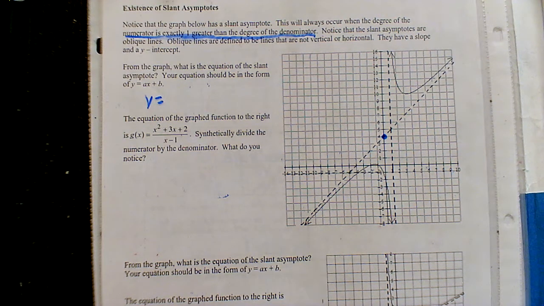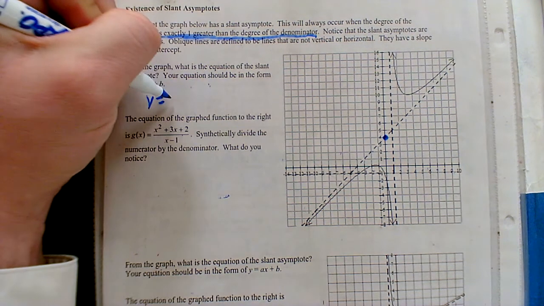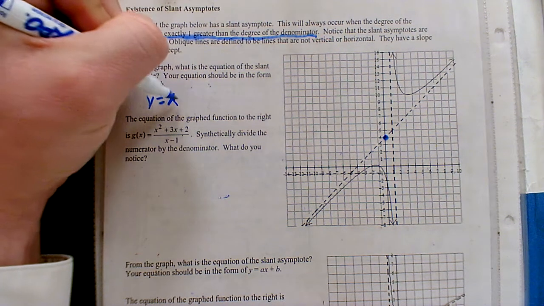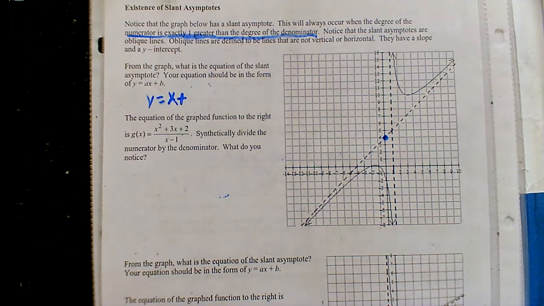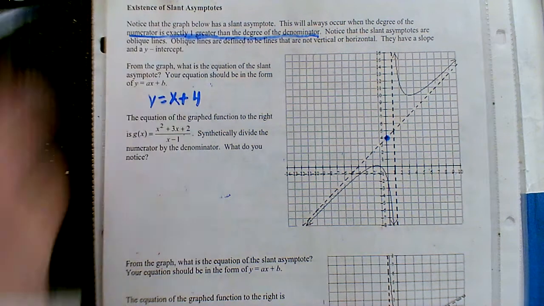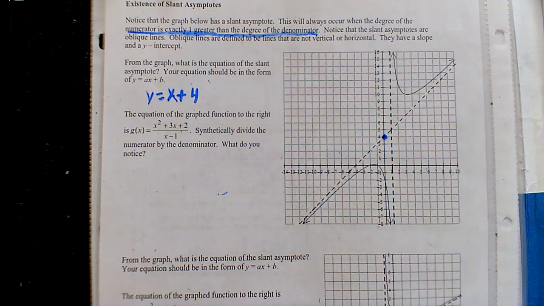It'll just be, it's just 1, so I can just write x. I don't have to write the 1, okay? Plus the y-intercept, which is 4. So that is what the line of the slant asymptote is. And again, we were able to find that because they already gave it to us. But now we're going to try to determine how would we find that if they did not give it to us.